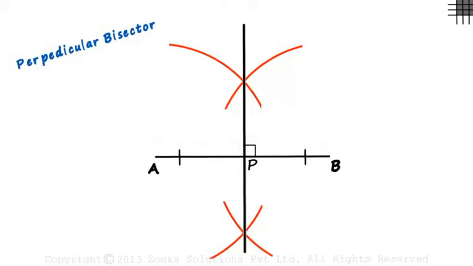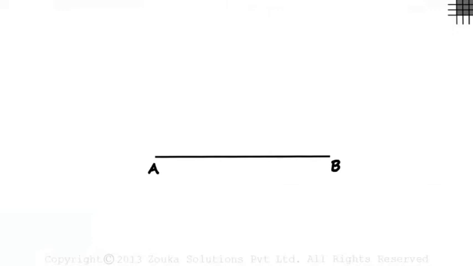Don't memorize the steps for construction. Ask yourself, why do we need the length of the compass to be greater than half AB? It's very interesting. Think about it. If not greater than half AB, there can be two conditions. Either we choose less than half AB or equal to half AB.